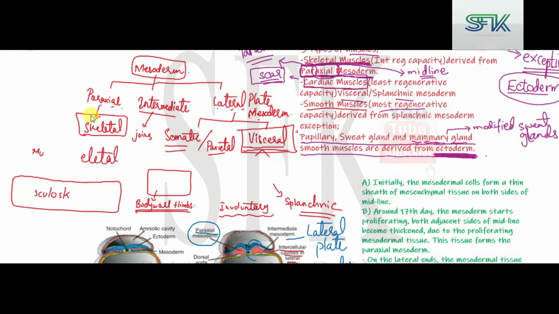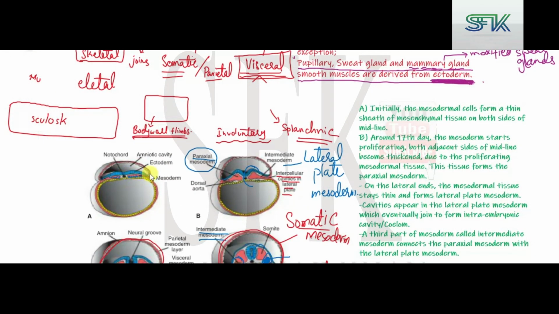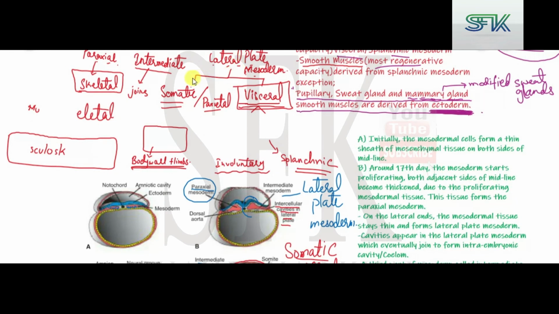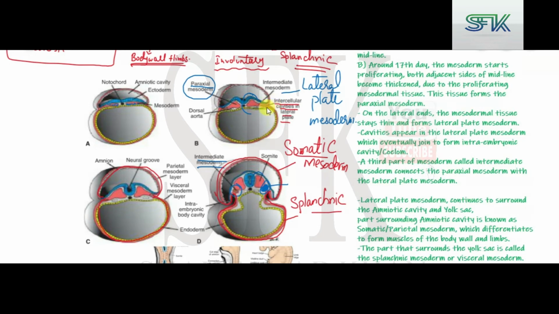It had the three types: the paraxial, intermediate, and lateral plate mesoderm. So this is the paraxial mesoderm, then there is an intermediate mesoderm, and then there is the lateral plate mesoderm. The lateral plate mesoderm then divides into two types by the cavities that have appeared in it. The cavities join together and form a larger cavity, and this larger cavity divides the lateral plate mesoderm into two parts.